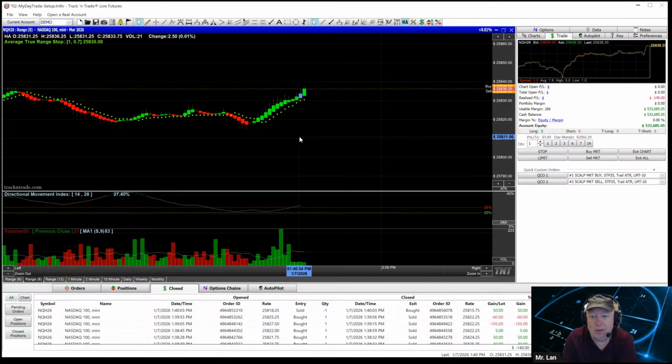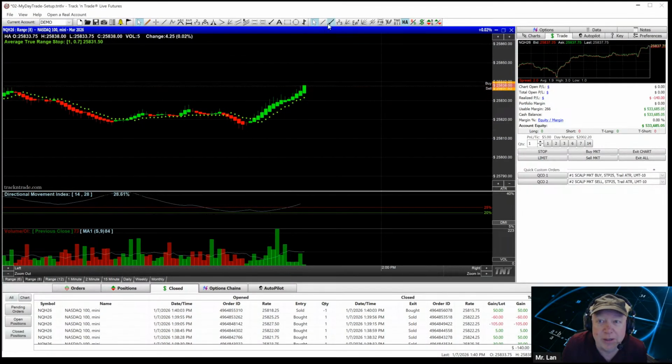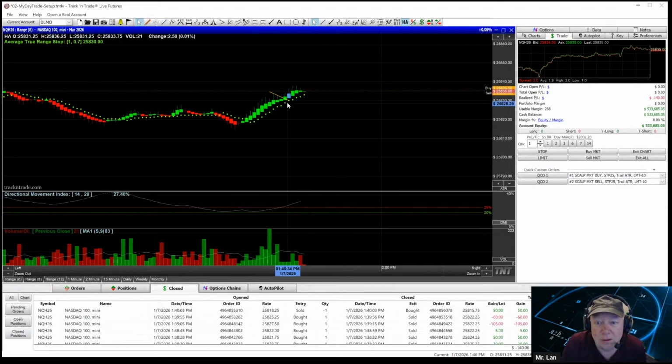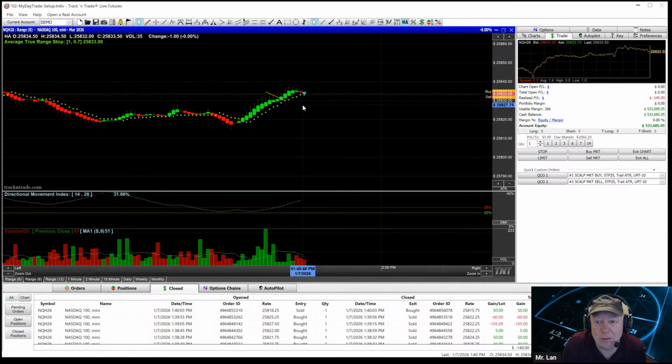Let's see if we can. Oh my goodness, look at it go. There's a little pennant formation right there. See that little drop right there? Some aggressive guys would have taken that. Okay, it's going to pull back here.